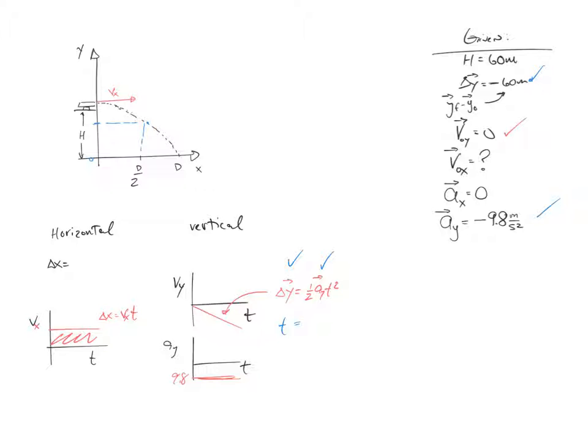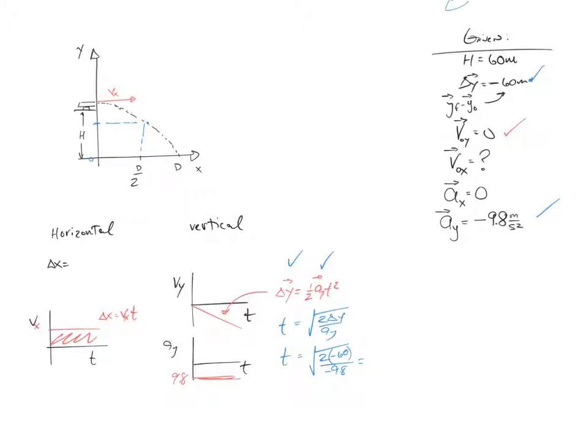Okay. So T is going to be the square root of 2 delta Y over AY. So 2 times delta Y is negative 60, right? 2 times negative 60 over AY, which is negative 9.8. So you got to tell me what this is. What's T here?